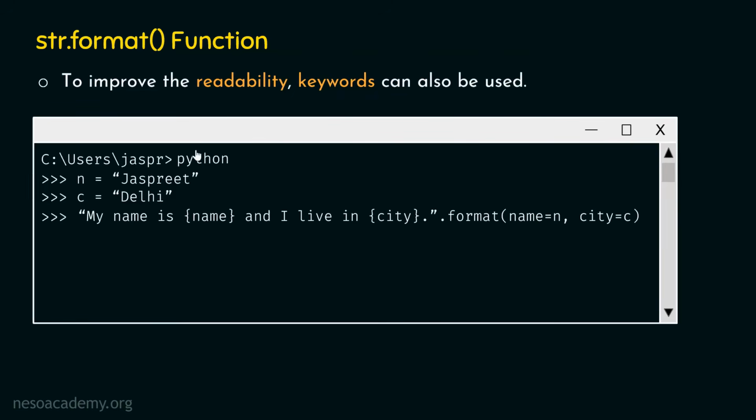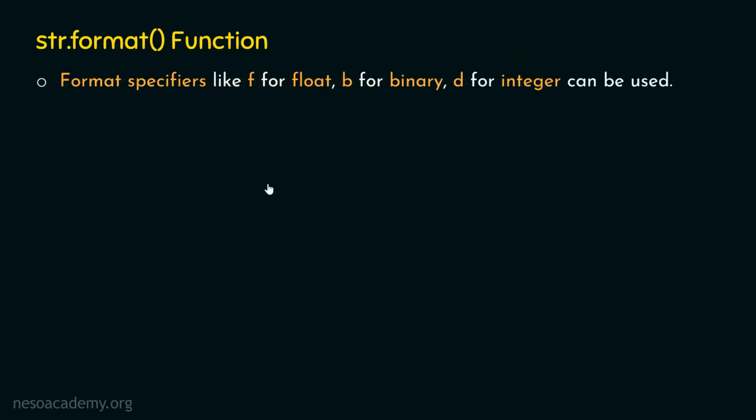So let's say that we have these two variables n and c. Now we don't want to use n and c inside our string. We want to improve the readability of the string. Now this string is making more sense. My name is name and I live in city. So it is making more sense, right? Now in place of n and c, we can use these keywords name and city. This is the syntax we need to follow. If we hit enter, we'll get my name is Jaspreet and I live in Delhi. Let's move on to the next point.